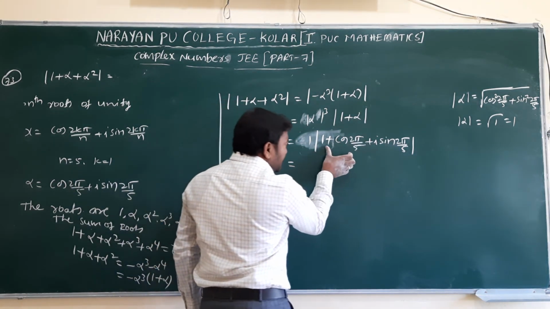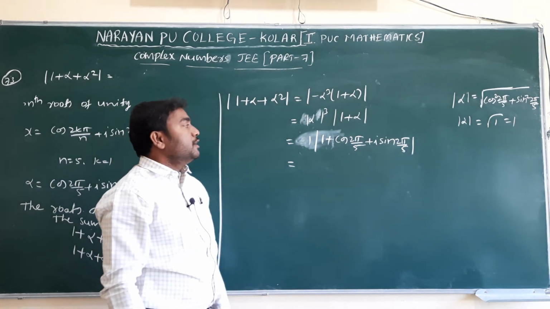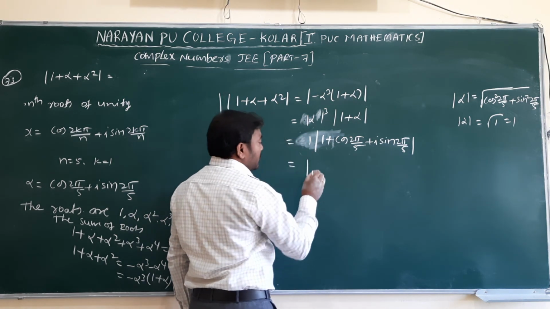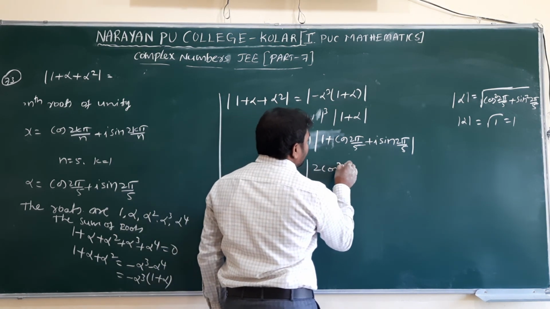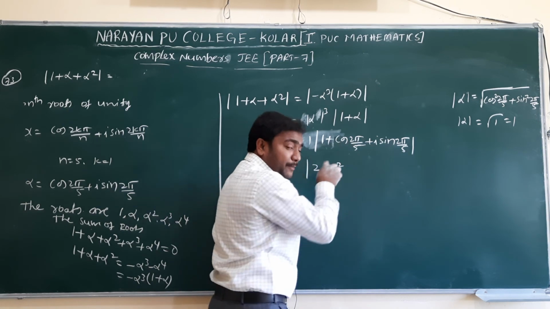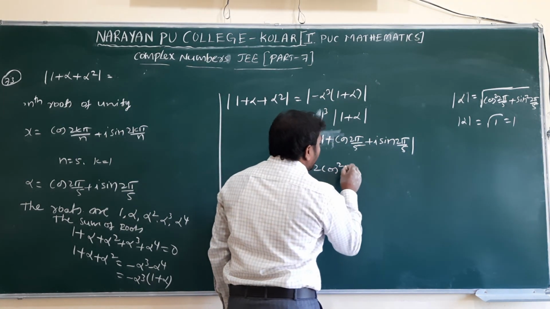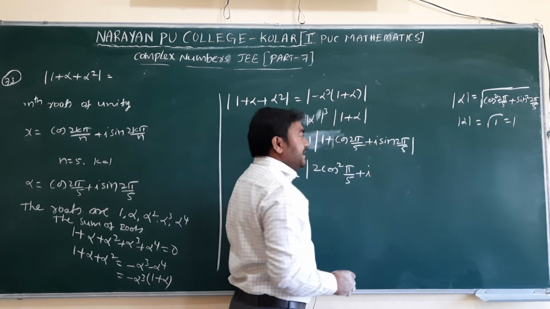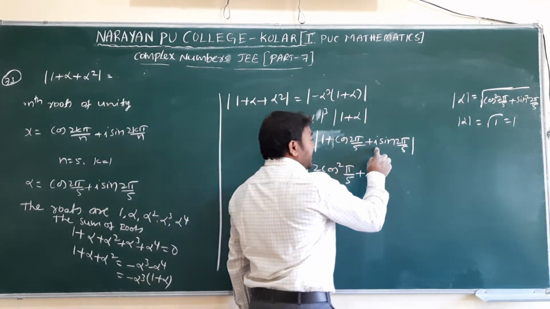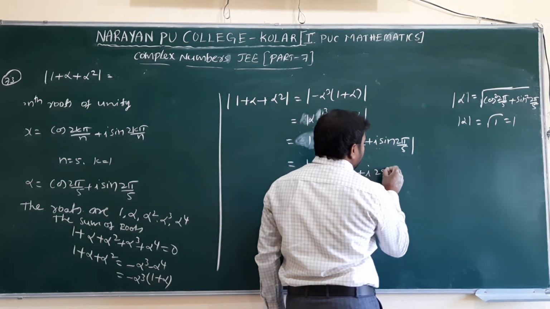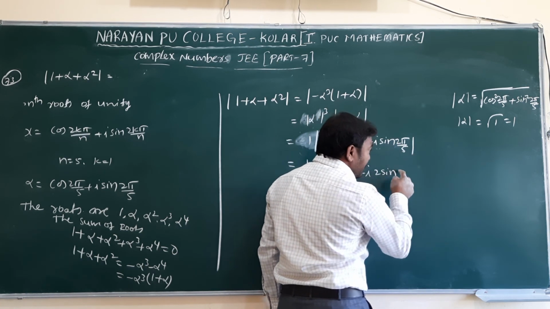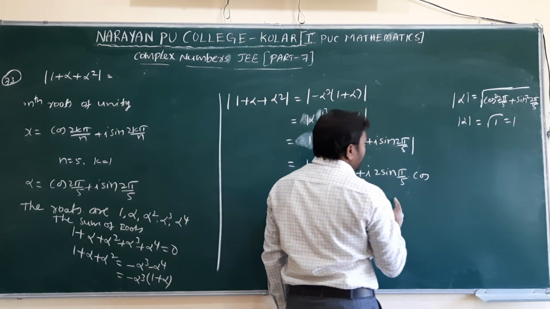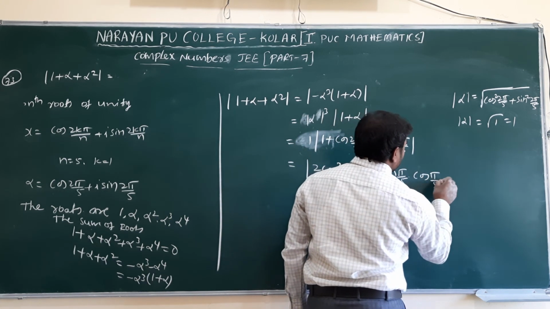Here we already know that 1 plus cos theta is 2 cos square theta by 2. Here modulus of 2 cos square theta by 2, so 2 pi by 5 by 2, the 2 gets cancelled, remaining pi by 5, plus i into sin theta, which is 2 sin theta by 2 cos theta by 2. Here i into 2 sin 2 pi by 5 by 2, the 2 gets cancelled, pi by 5, into cos 2 pi by 5 by 2, pi by 5.